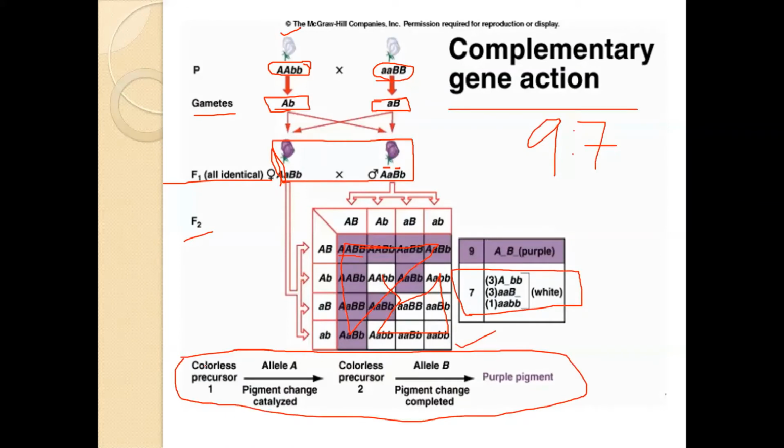So what is the reason behind it? The reason is this: in the presence of allele A, the pigment pathway catalyzes a colorless precursor to produce colorless precursor 2, and in the presence of allele B, this colorless precursor is going to form a purple pigment. So until and unless both of the genes are able to exert their effect on the precursors, they cannot form the color pigment. That is why both of the gene actions are necessary. That is why we call it a complementary gene action. A and B genes are complementary with each other.